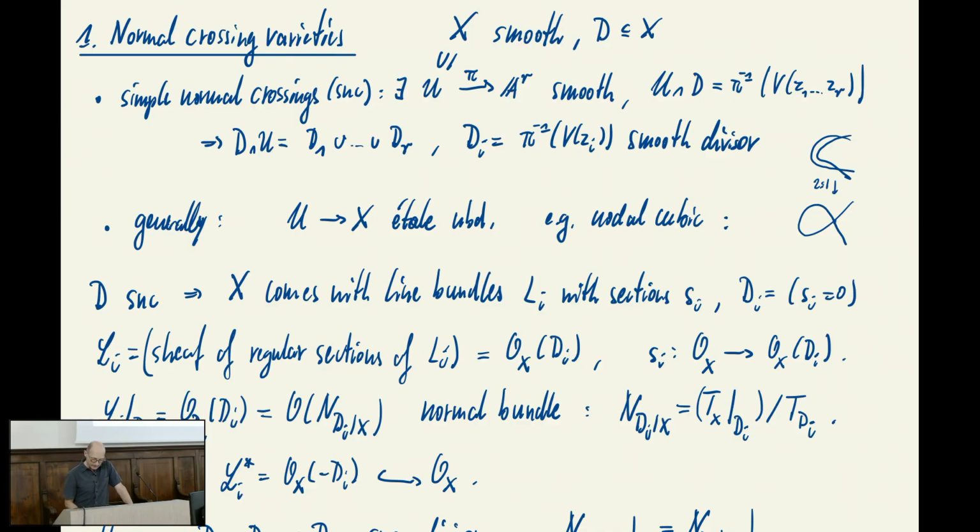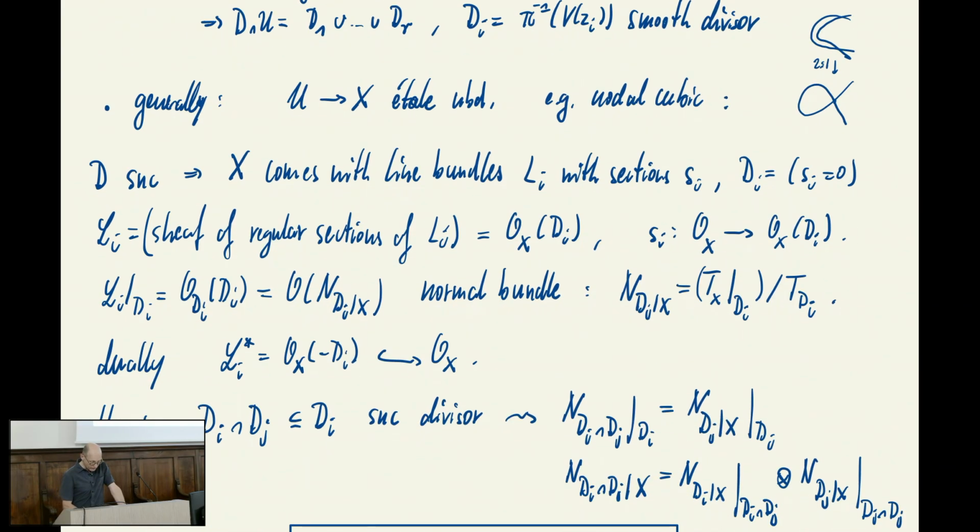Then X comes with a bunch of line bundles Li, one for each divisor. So you would write this as OX of Di if you write the sheaf, and the Di would be the zero locus of this canonical section Si. Okay, so let's call this Li maybe. That's the sheaf of regular sections of this line bundle. And then you have the canonical section Si, which you could view as a morphism from OX to OX of Di. You also know that if you restrict this sheaf to Di, then you get the sheaf of sections of the normal bundle, which differential geometrically is really the quotient of the restriction of the tangent bundle of the ambient space by the tangent bundle of the divisor.